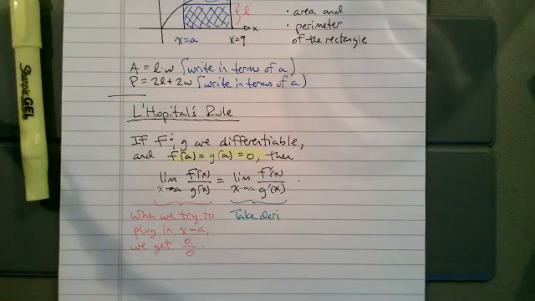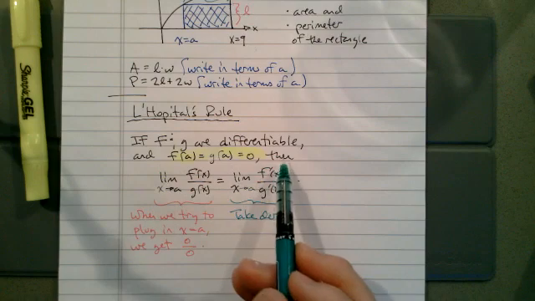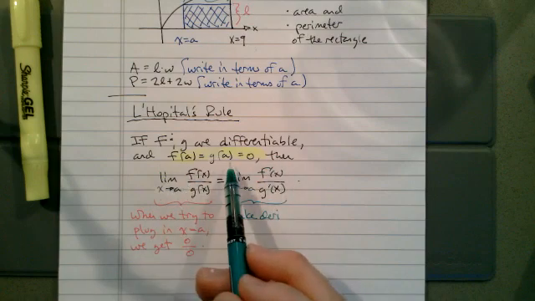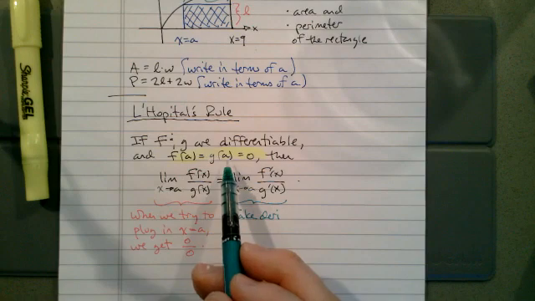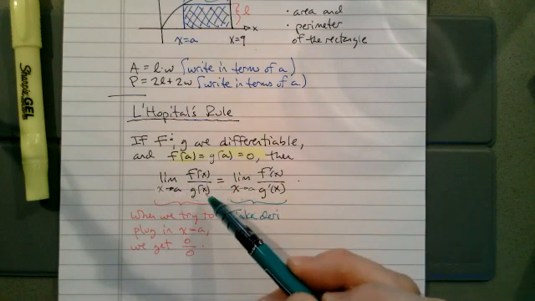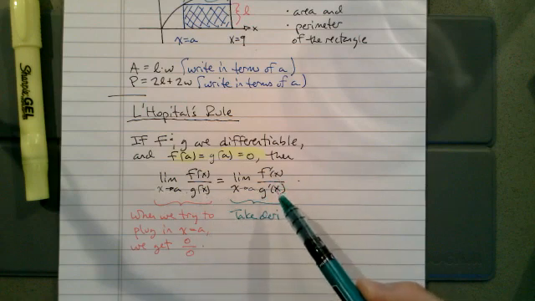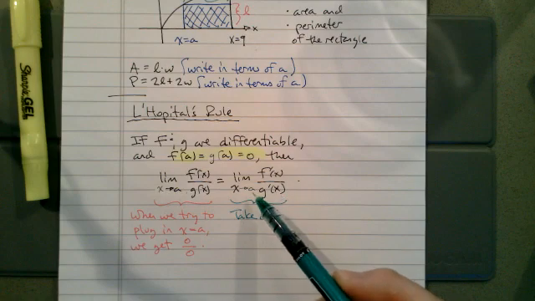L'Hopital's rule is just a rule for evaluating limits when we can't just plug in the value at which we're trying to evaluate the limit. So if f and g are both differentiable functions, and f and g both are equal to 0 when x equals a, to take the limit as x approaches a of f of x over g of x, we can replace that with the derivative of f over the derivative of g, and then try to plug in a.